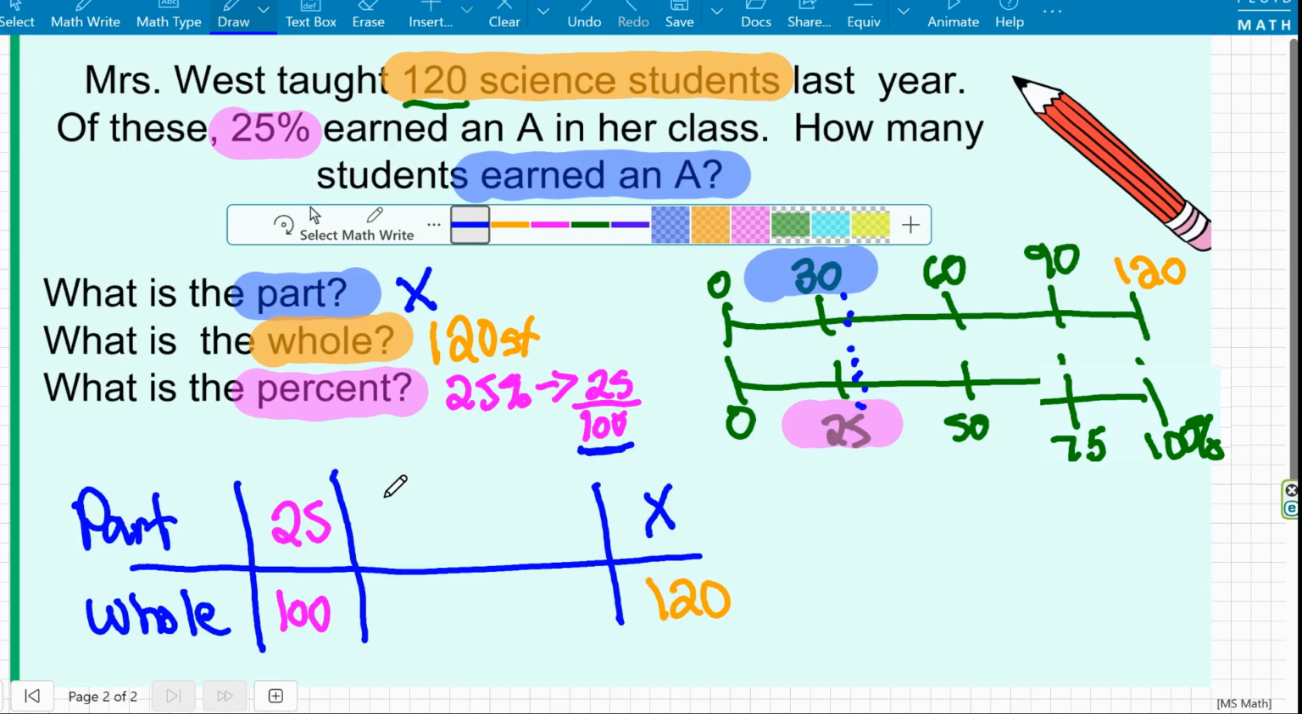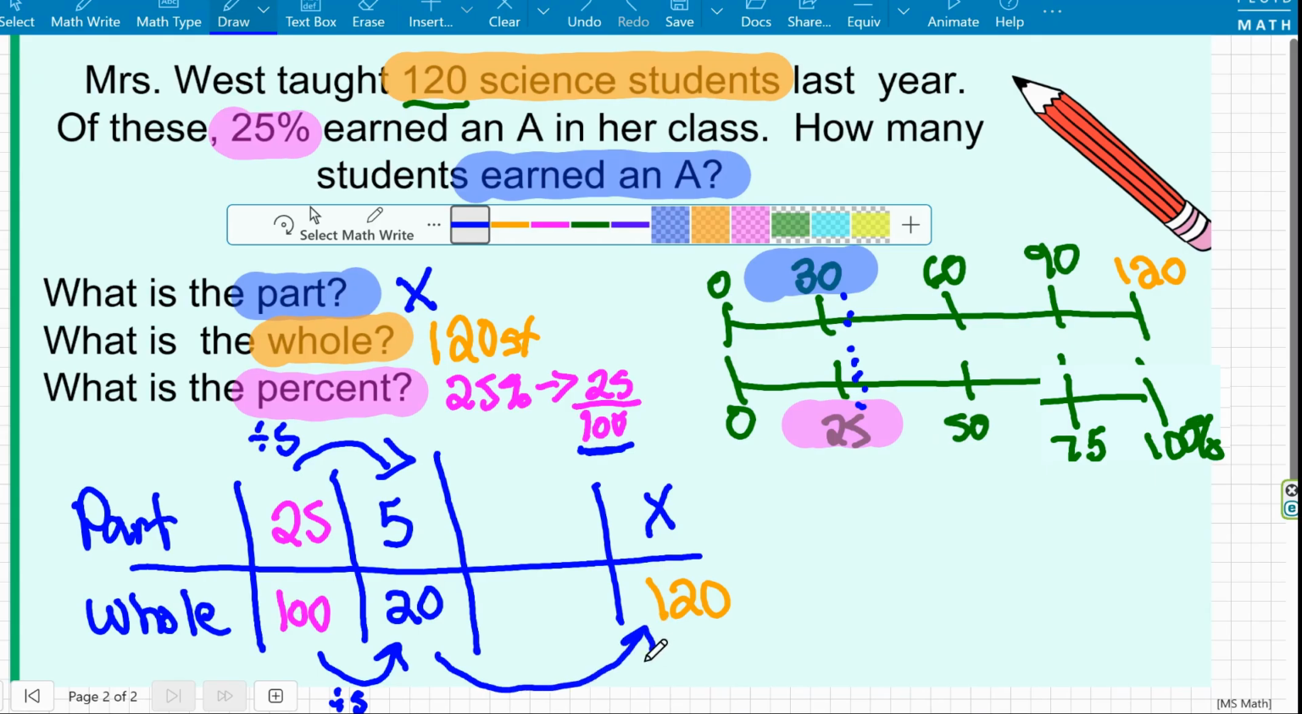So I can simplify this by saying that if I divide this by 5, or 1/5, and do the same thing right here, where I either multiply by 1/5 or divide by 5, I can get the value. 25 divided by 5 is 5, and then 100 divided by 5 is 20. If I'm able to make the jump from 20 to 120, awesome. But if I need to simplify one more time, I can do so.